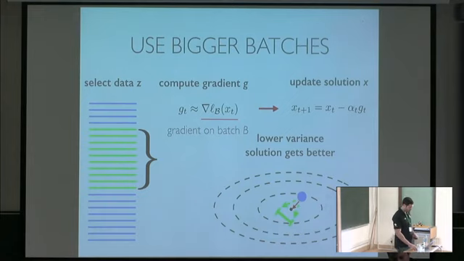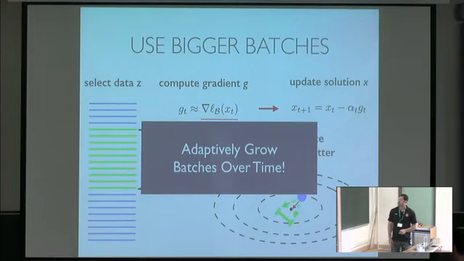So the idea behind big batch methods is you adaptively grow the batch size over time. And this allows us to keep the learning rate the same, so we don't have to use a vanishing step size anymore. And then we get back a lot of the advantages of classical gradient methods, but we can still do it in a stochastic gradient framework.